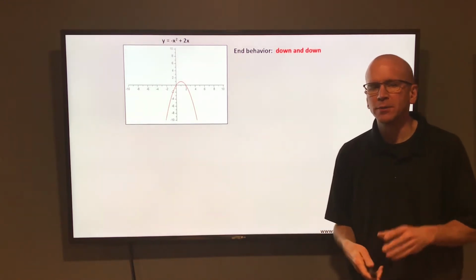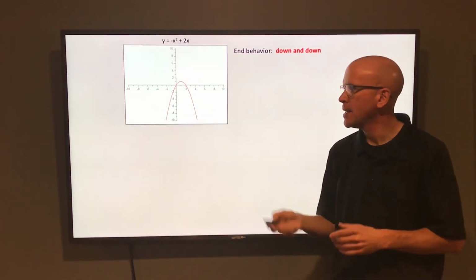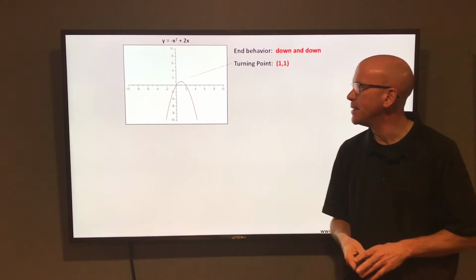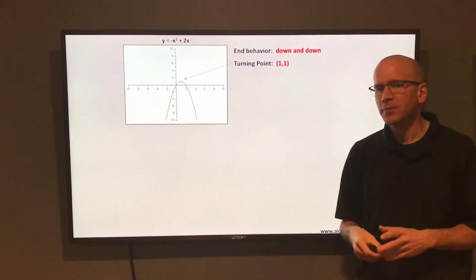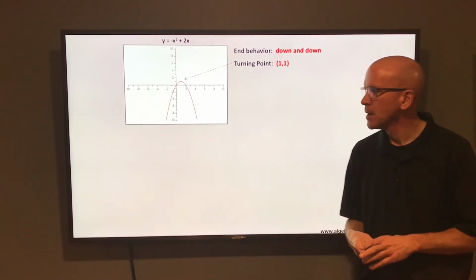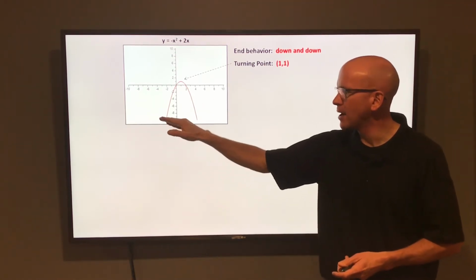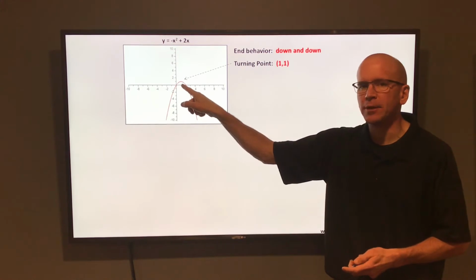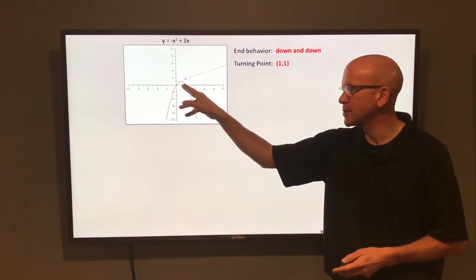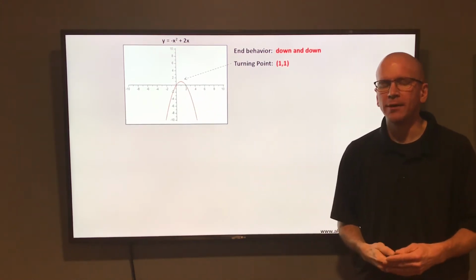For the turning points, there is just one turning point on a parabola. The coordinates of that turning point would be 1, 1. Now as far as the increasing and decreasing, read the graph from left to right. So as you read the graph from left to right, the y values are increasing up to that turning point of 1, 1, and then they start decreasing after that turning point of 1, 1.